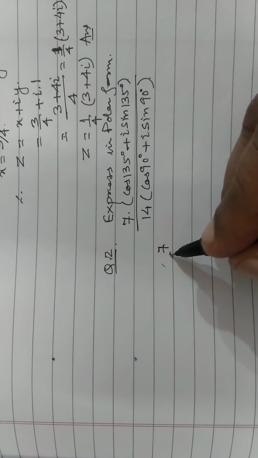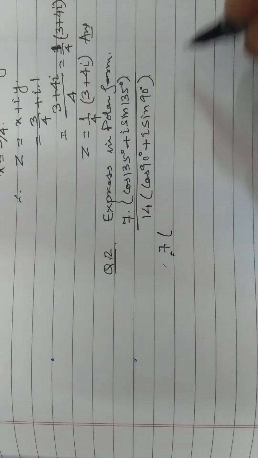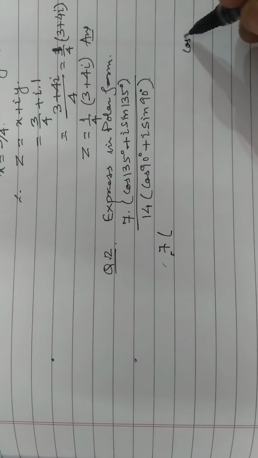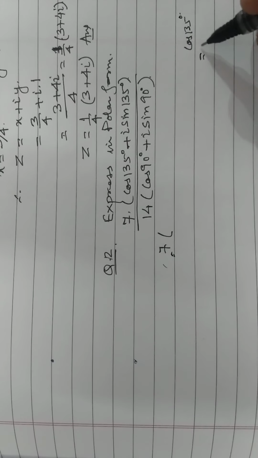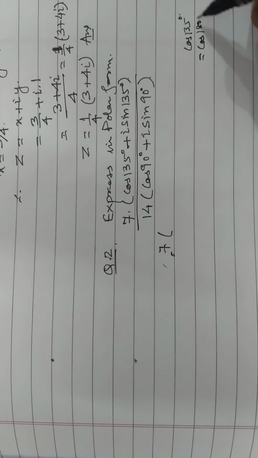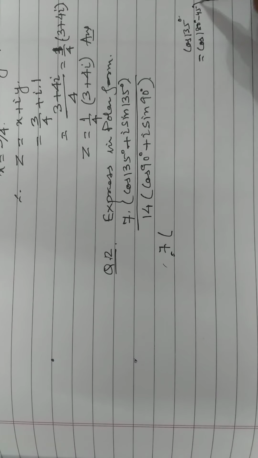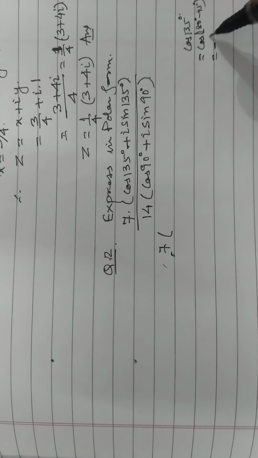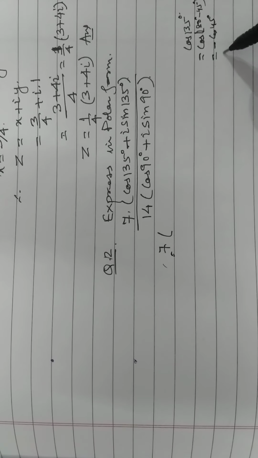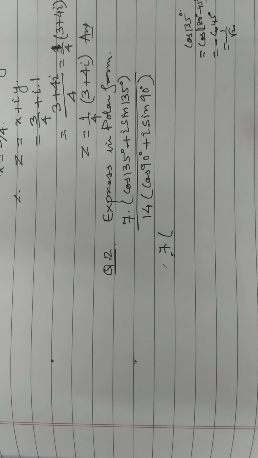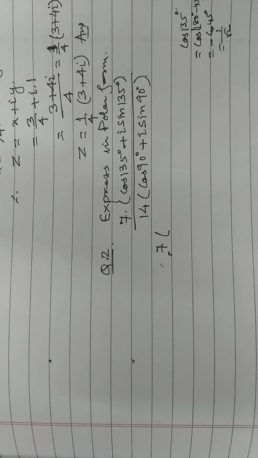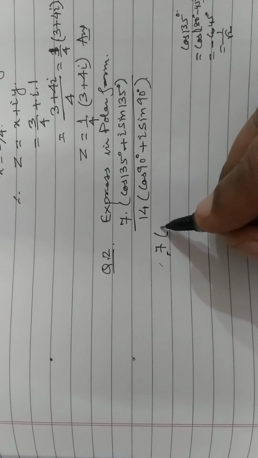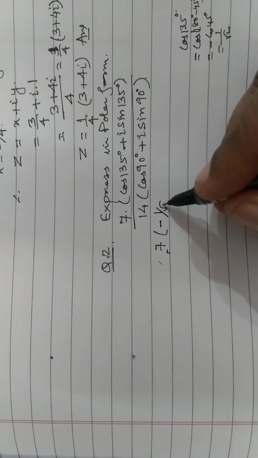This is 7 cos 135 degree. It is coming in the second quadrant, so it is cos 180 minus 45. So it is equal to minus cos 45. So it is minus 1 by root 2. In the second quadrant, cos is always negative. Sine is positive only. So here I am writing minus 1 by root 2.